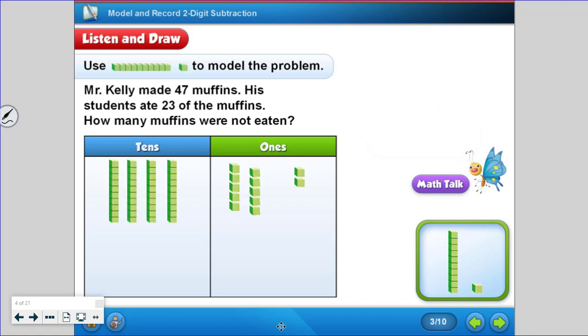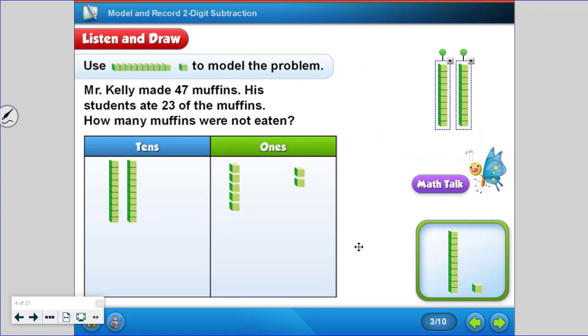All right, so I modeled the 47 just like you did, right? Whoops, that's too many. There we go. 4, 5, 6, 7, 47. And so we have to take away 23, okay? So these come off your board, so 20, and then 3 over here come off the board. We're going to take away 23. See, that's 23 over there. We took it away. So how many muffins were not eaten? Well, let's see. 10, 20, 21, 22, 23, 24. So 24 were not eaten.